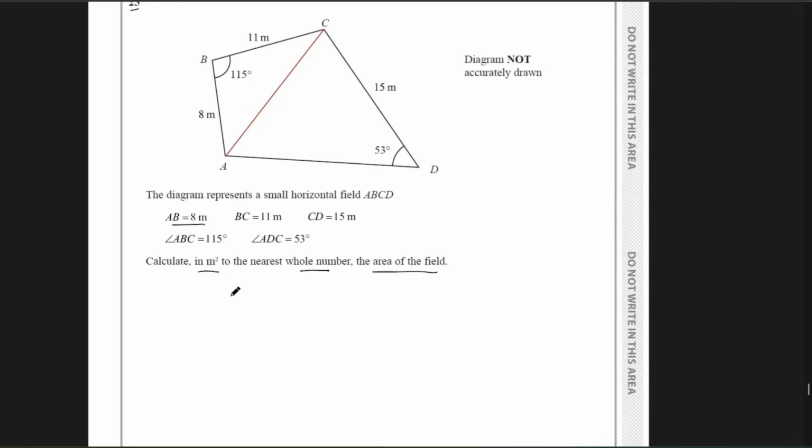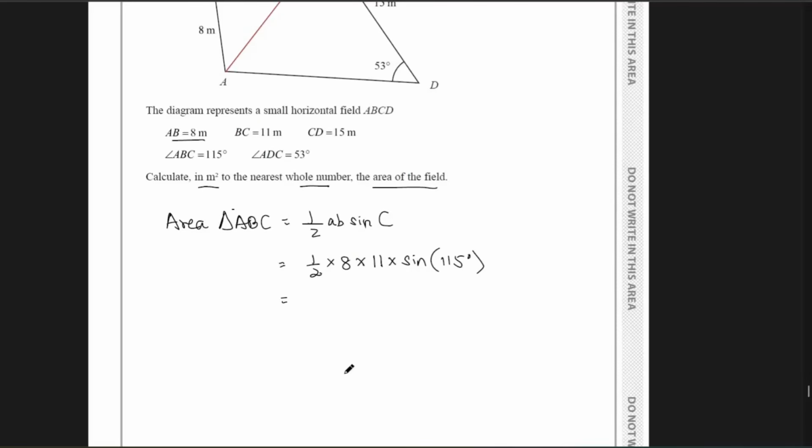So let's start by finding the area of triangle ABC. So area of triangle ABC is equal to half ab sine C. That's a formula. Half times the 2 adjacent sides here are 8 meters times 11 meters times sine the angle 115 degrees. Since the final answer needs to be rounded to the nearest whole number, we will keep this answer to first decimal place. So this gives us 39.8 meters squared. So we haven't rounded this answer yet. That's the area of triangle ABC.